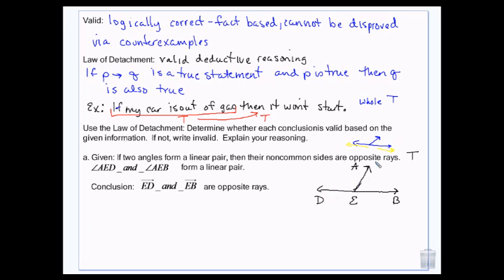So AED and AEB form a linear pair. The conclusion is ED and EB are opposite rays. Two angles form a linear pair, that's true. Therefore, my conclusion, their non-common sides are opposite rays, is also true, so this is valid. Does that make sense?